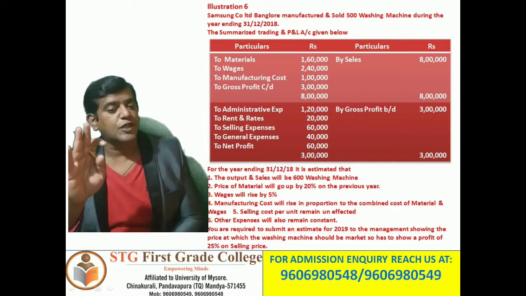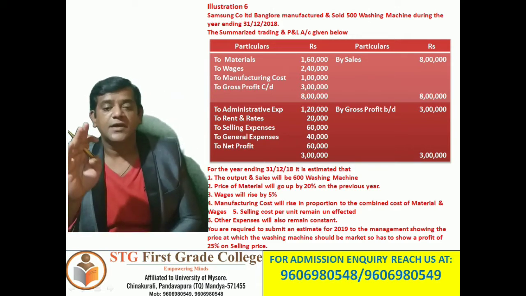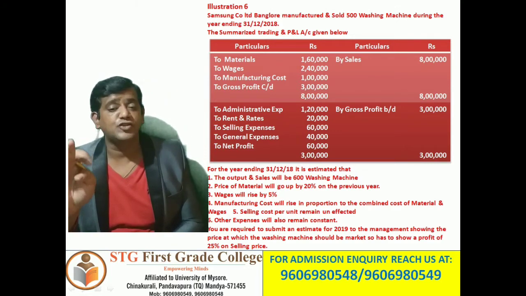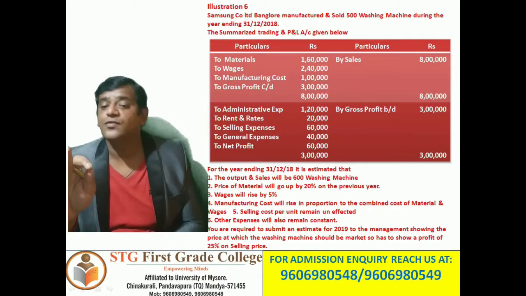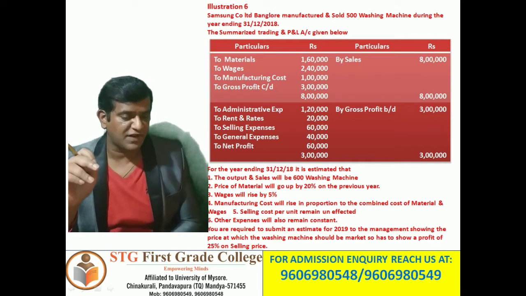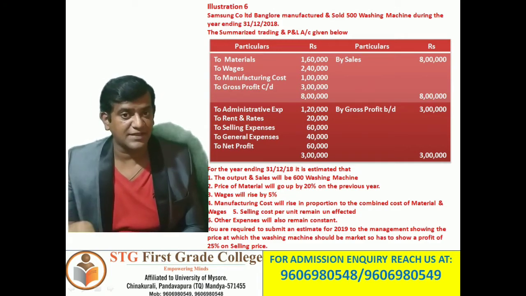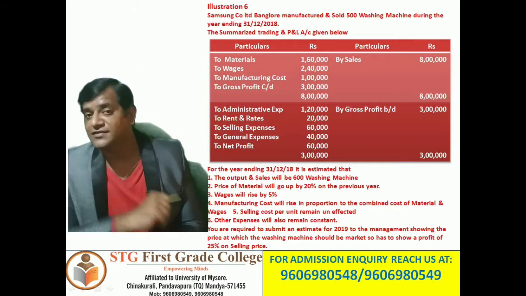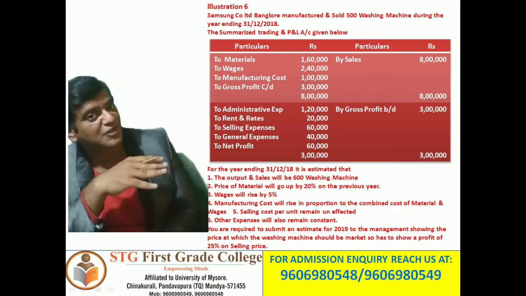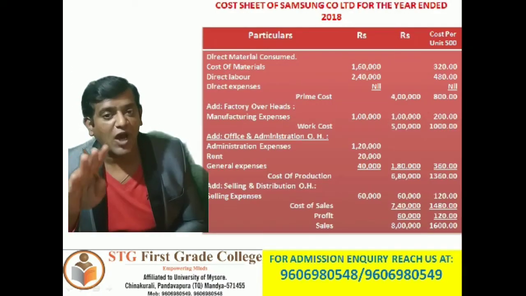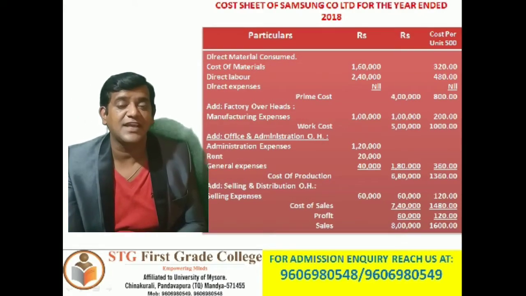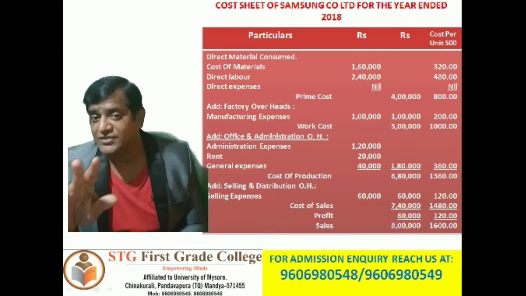Okay. Next, we are required to submit an estimate for 2019 to the management showing the price at which the washing machine should be marketed, so as to show a profit of 25% on selling price. So this is the problem. Let us do the cost sheet now. Let us move towards the cost sheet. Open the cost sheet of Samsung Company Limited for the year 2018. It is a cost sheet we are preparing.